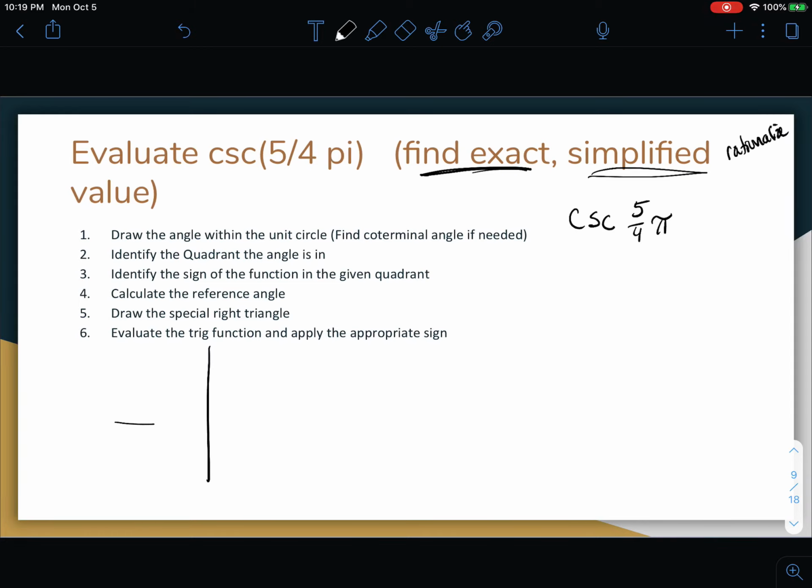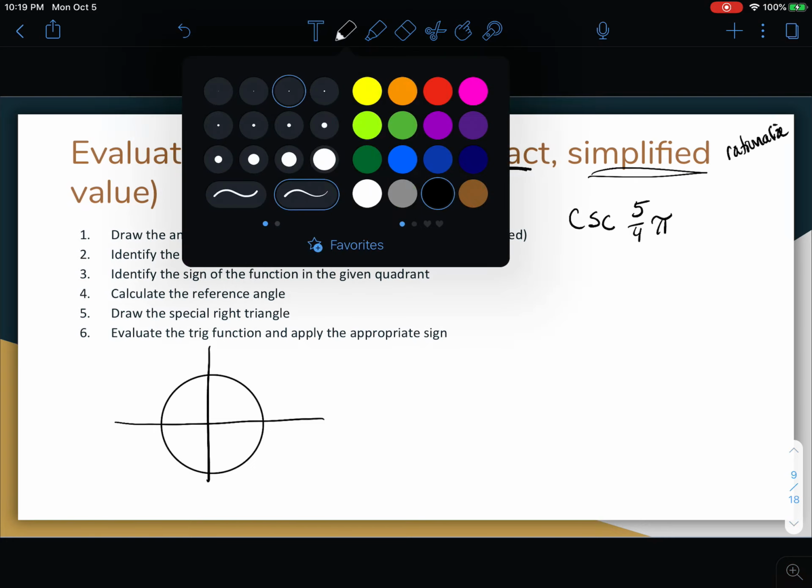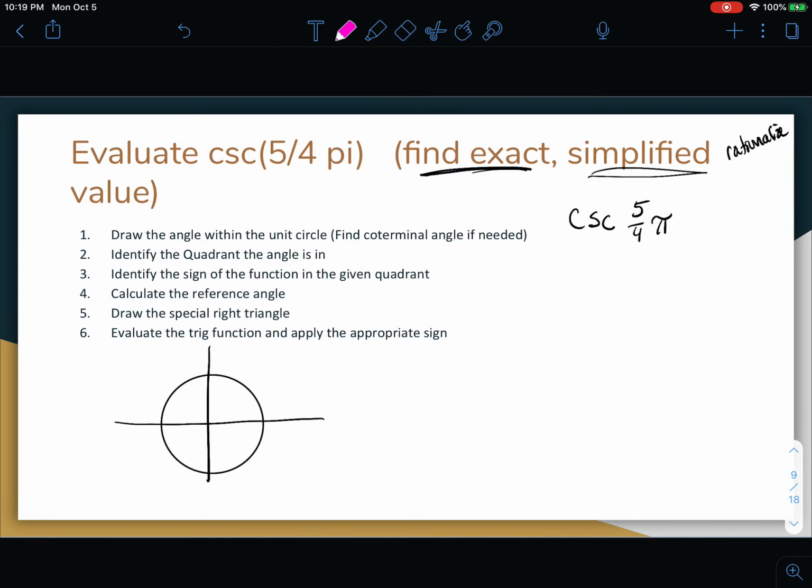So the first thing we're going to do is draw that unit circle and get that angle inside. So let's go ahead and draw in 5/4 pi. This, of course, is 4/4 pi. This is 8/4 pi, and we want just 5/4 pi. This would be 6/4 pi. So right in the middle here, this is going to be our 5/4 pi.